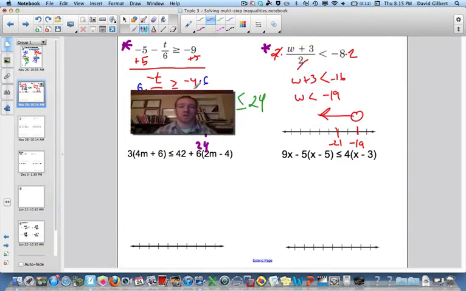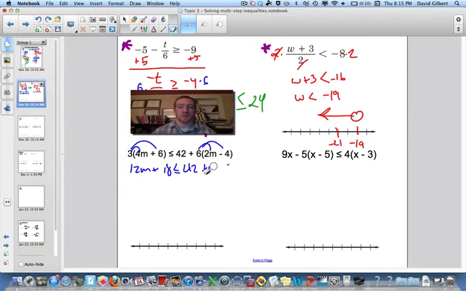Whoa, okay, big one here. We got to distribute, firstly, and this one too. So that gives me 12m, don't forget to multiply by both, plus 18 is less than or equal to 42, plus 6 times 2 is 12m, minus 24, oops, looking at what I'm saying, not what I'm doing.